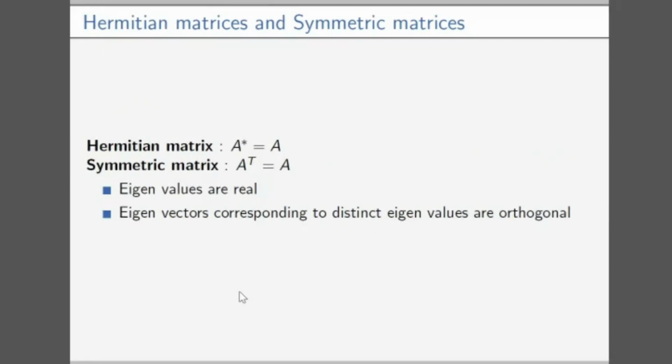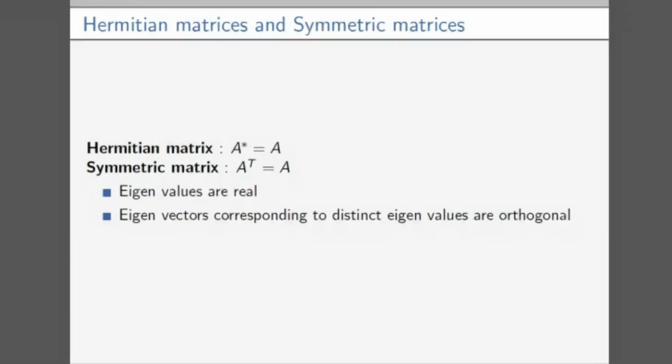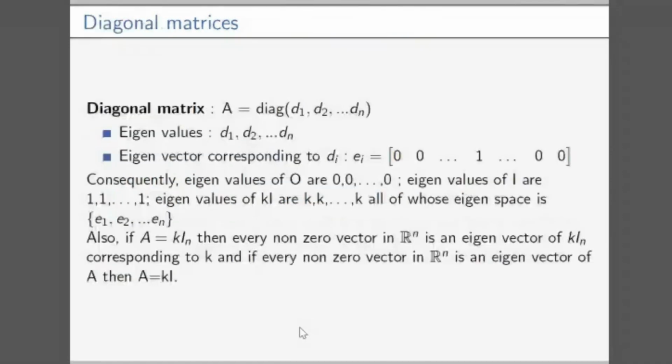Next is Hermitian matrices and symmetric matrices. Yes? How to prove the last one? I mean, this statement, is it? Yes.